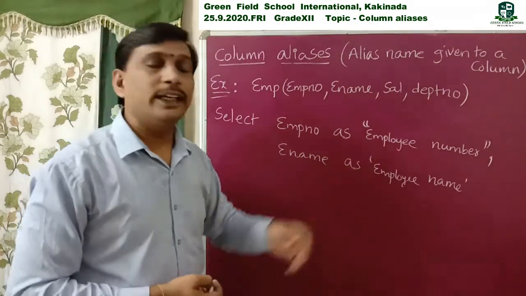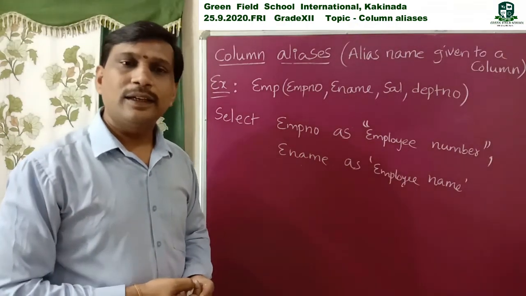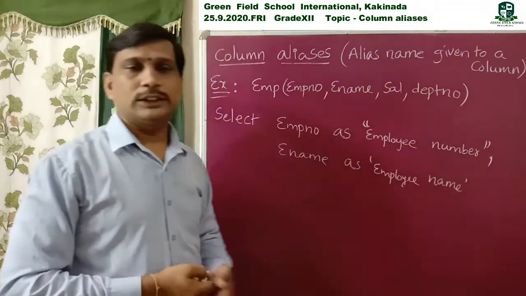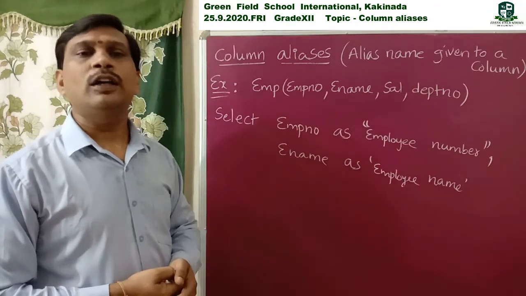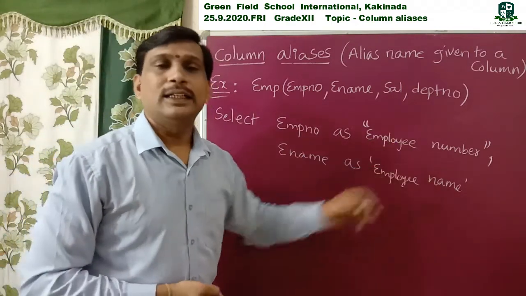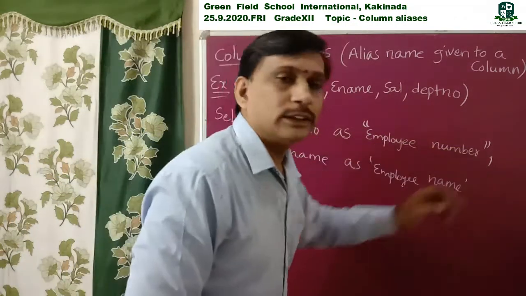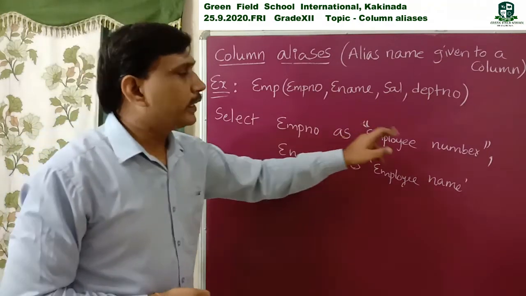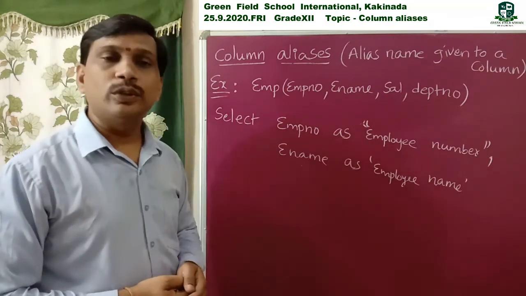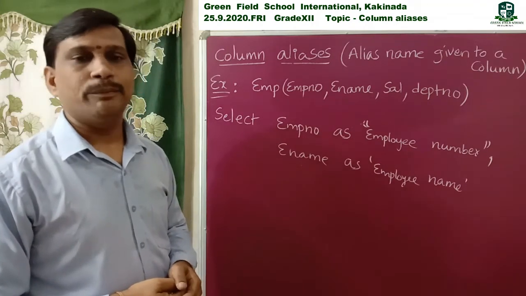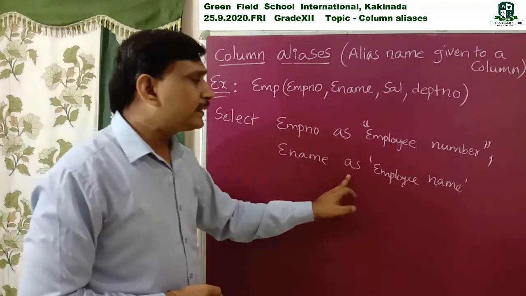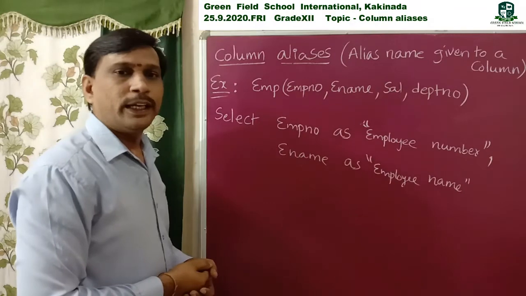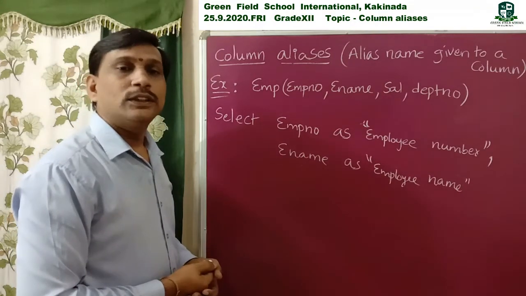Why? Because here I use a column alias with 2 words. If you are using more than 1 word, we specify that alias name in double quotations. Suppose I specify only 1 word, we do not use any quotations. So double quotes are used in that column alias name. Next, ename as employee name. See here, employee name is placed in double quotes.